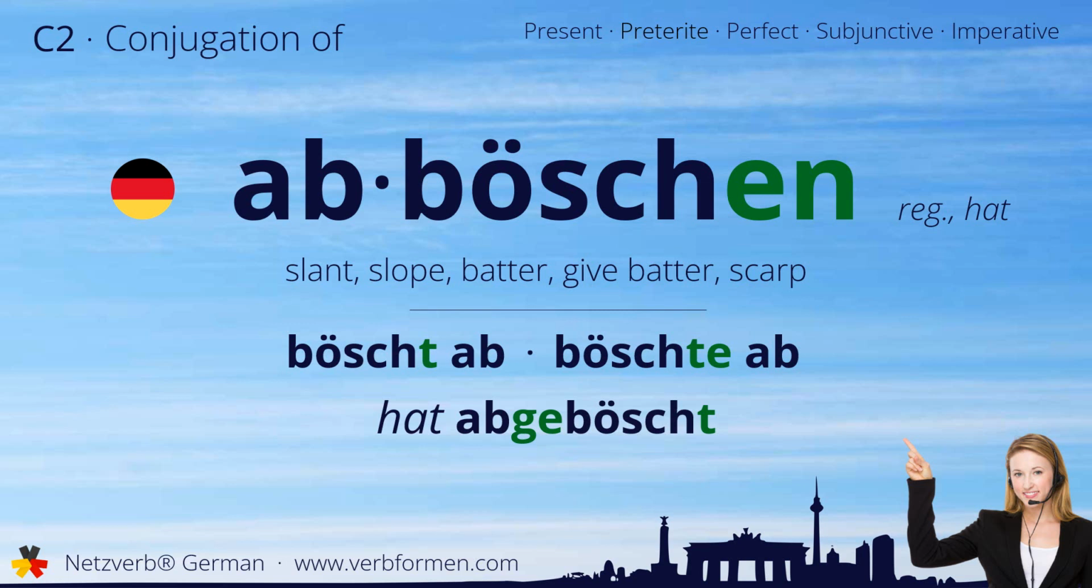Today we're going to learn how to conjugate the German verb abböschen. Watch and listen to the forms carefully. Let's start with the stem forms. Böscht ab. Böschte ab. Hat abgeböscht.